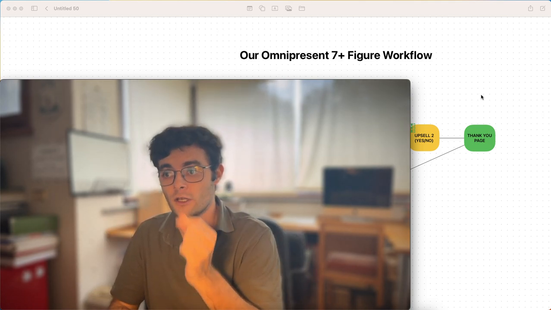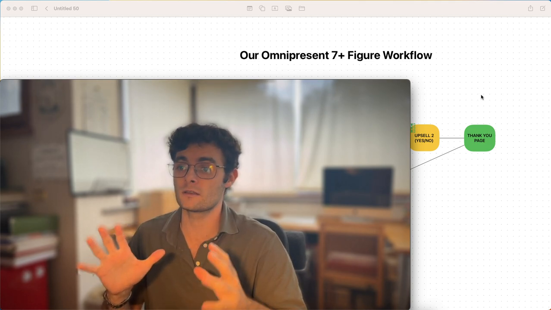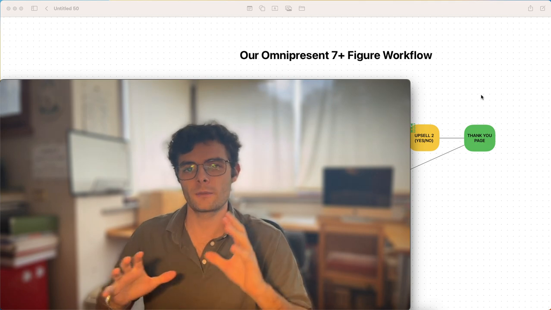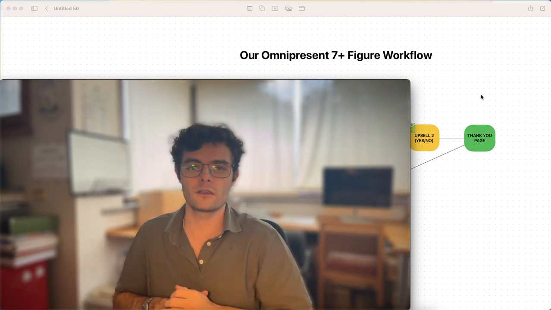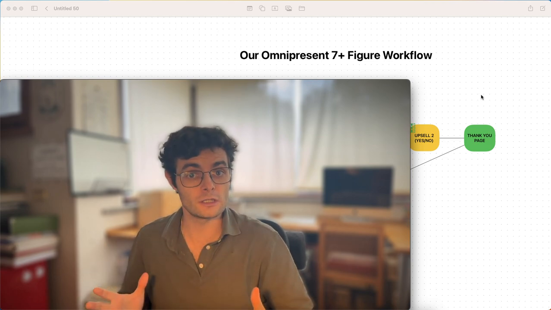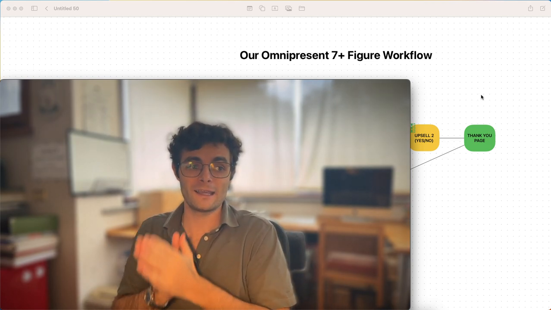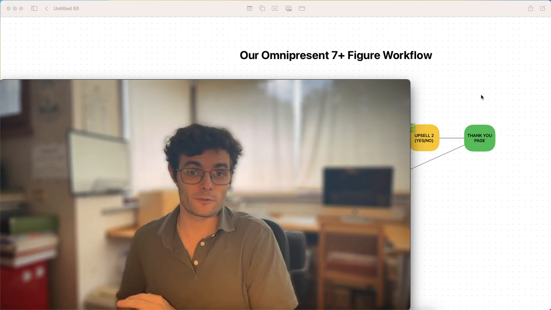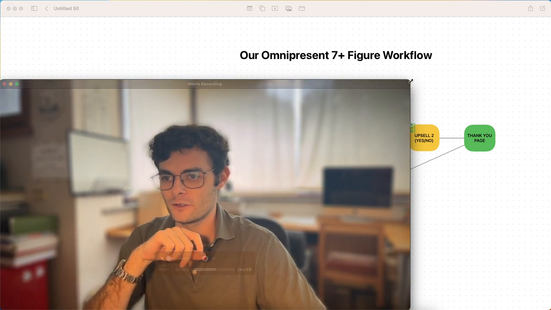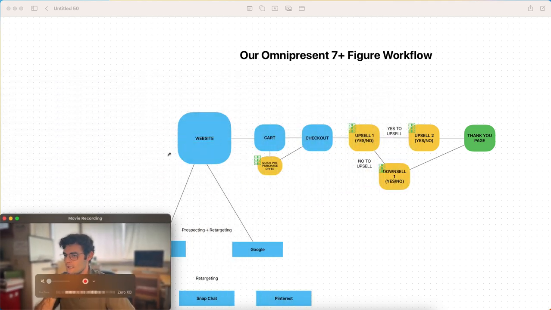And so in this video, I'm going to be discussing our Omnipresence 7-figure workflow, which is very simple. It's going to be a quick video, but I want you to start understanding and thinking about the idea of Omnipresence and how it can essentially help you get more out of the dollars that you spend with marketing, okay, which is the entire purpose of spending in marketing, for it to be profitable, right? So let me actually explain this.